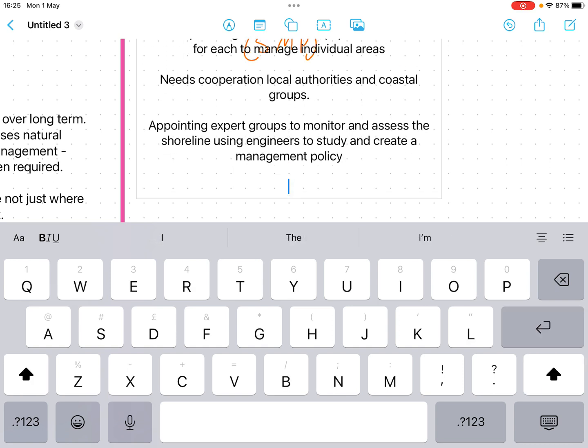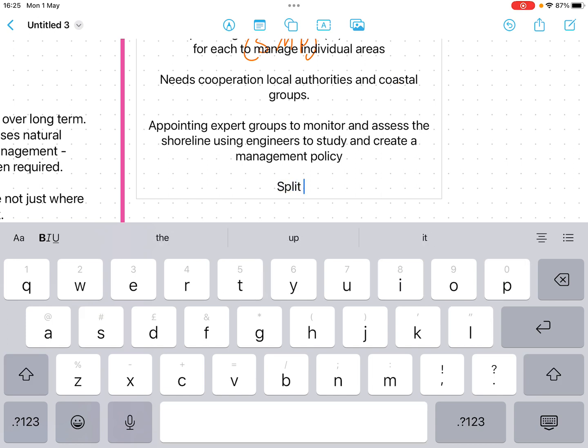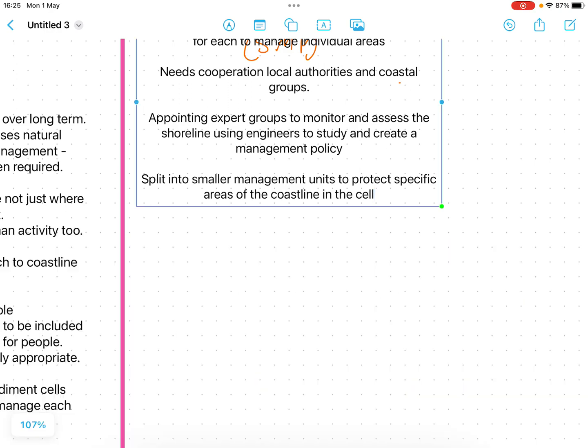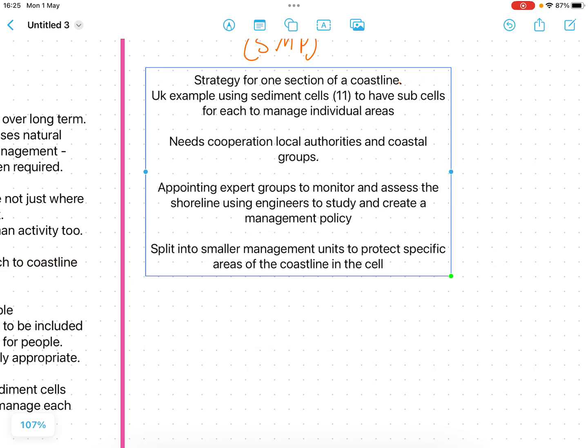We can split this policy into smaller units, okay? Split into smaller management units to protect different and smaller areas of the coastline, to protect specific areas of the coastline in the cell. And then there are realistically 4 different ways that this shoreline management plan works.